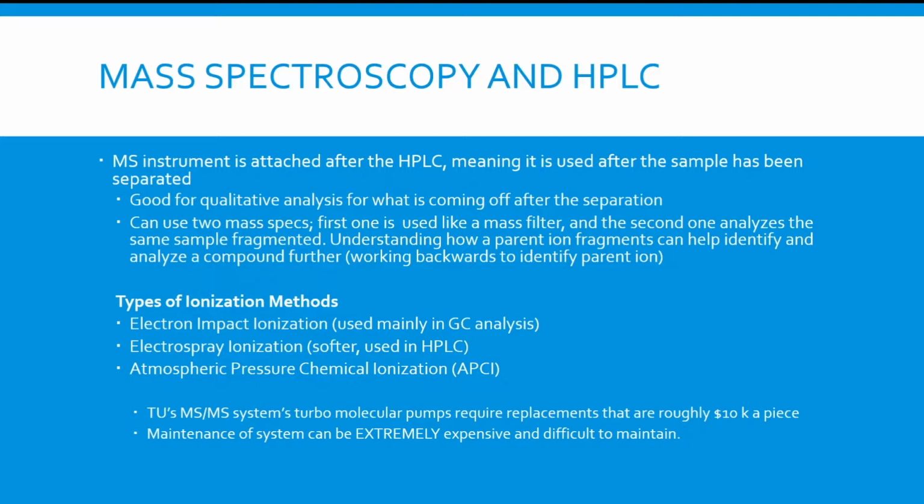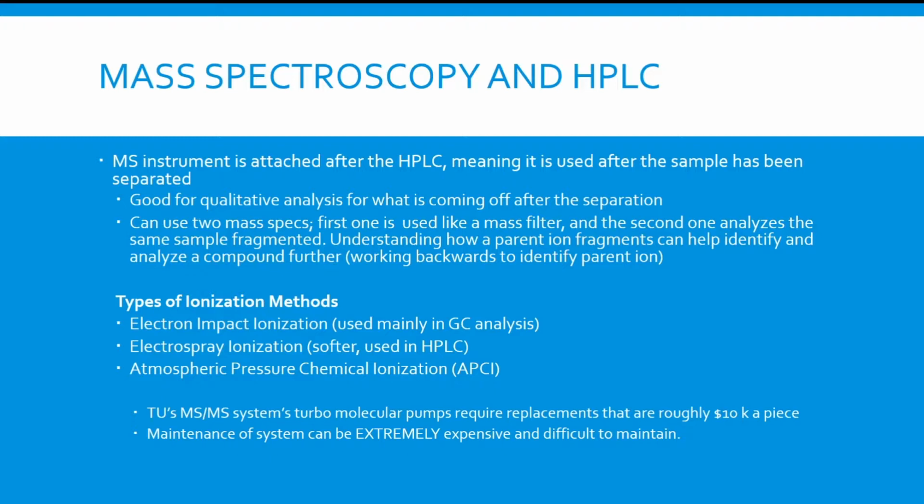And what you can do is a reverse analysis and piece together those components to figure out what possible parent ions there were as they came out of the HPLC. We can use different ionization methods to do that. Typically, we use electrospray ionization in HPLC.